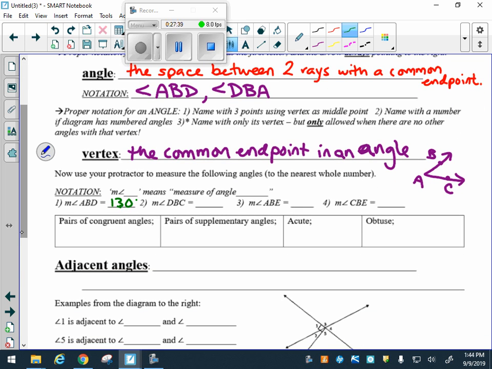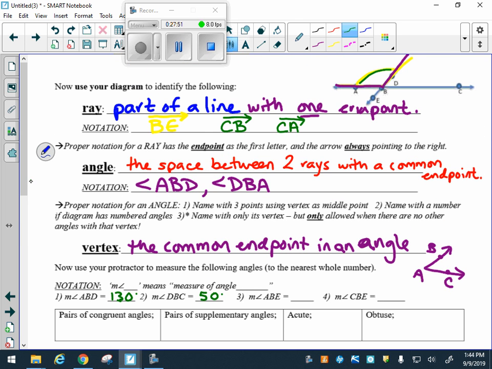50 degrees because they're both on the same line, and in order for them to be angles, they have to equal, because that line equals 180. All together, they would have to be 180. Right, so if this is 150, that would have to be 30.